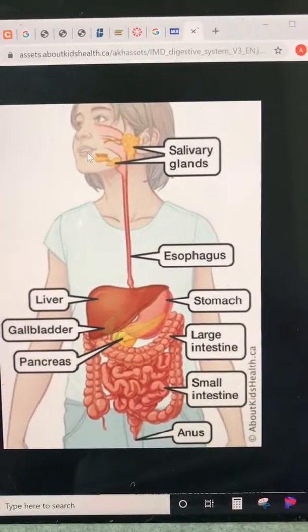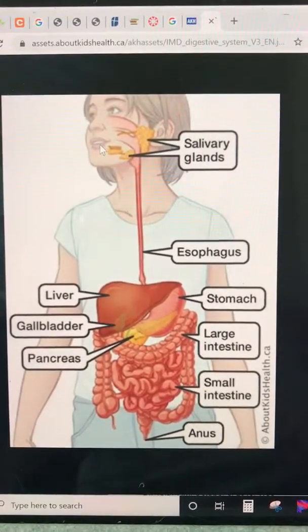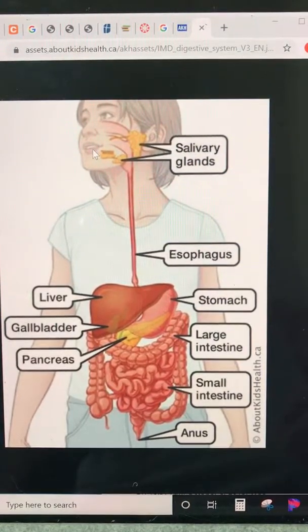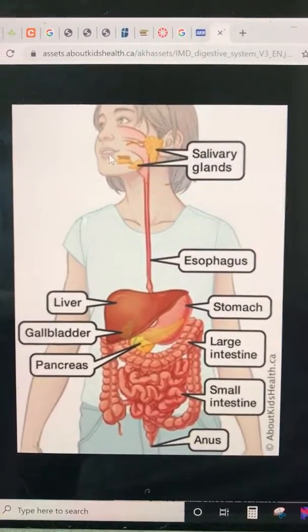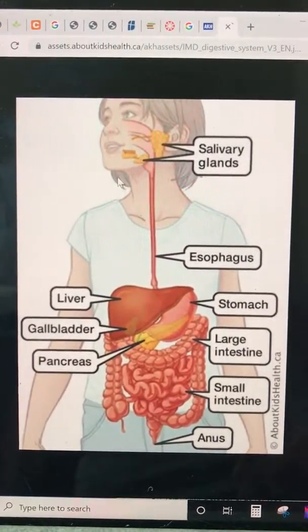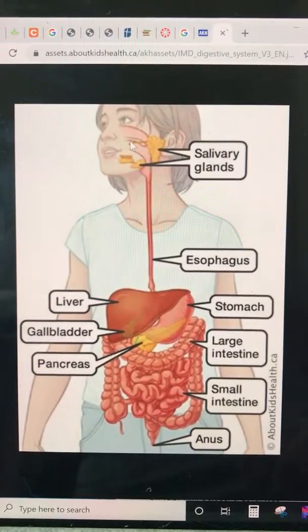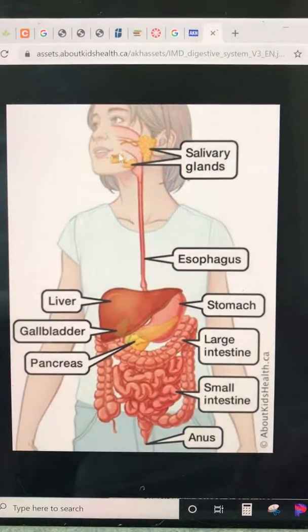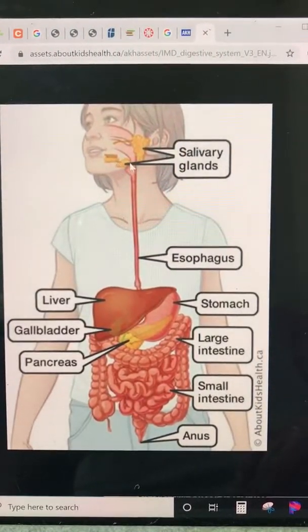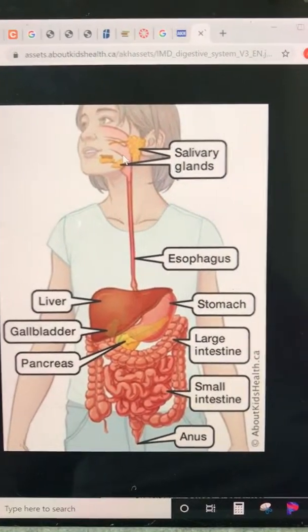My salivary glands would release saliva containing enzymes that would further break down the food chemically. The tongue would then help form a rounded mass of the food, also known as a bolus, and push the bolus towards the back of my mouth to be swallowed. So this would be in this area here.